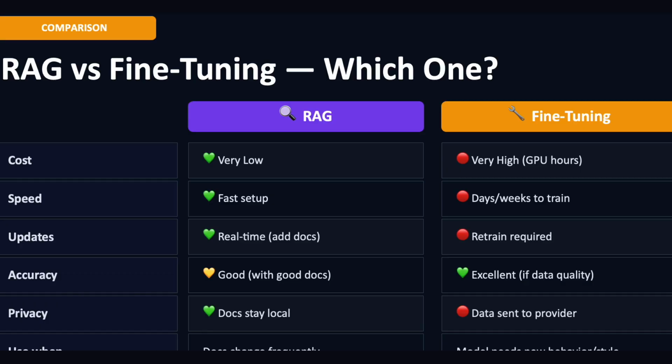A very common question I get is, why not just fine tune the model? Why go through all this RAG complexity? Let me explain with a real world example. Imagine you want your AI to know about your company's 500-page internal policy document. Option 1, fine tuning. You take that document, format it as training data, send it to OpenAI or train it yourself.